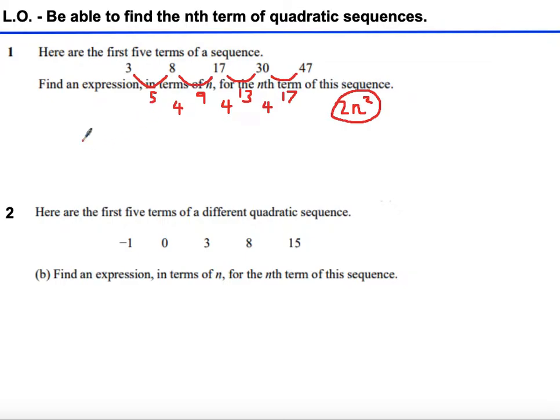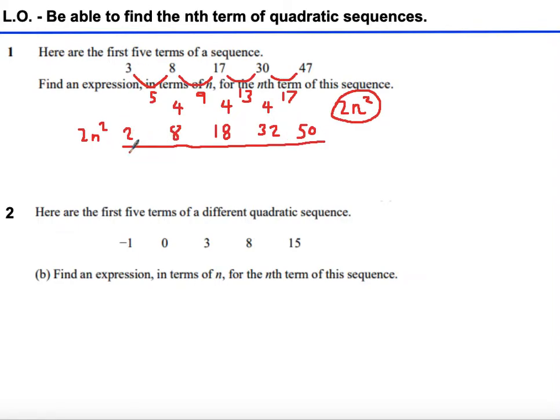And what we're going to do with this 2n squared is we're going to subtract 2n squared from our original sequence. The values for 2n squared are double the square numbers. So 1, 4, 9, 16, 25. Doubled will be 1 doubled is 2, 4 doubled is 8, 9 doubled is 18, 16 doubled is 32, and 25 doubled is 50. And we're going to subtract that from our original sequence to see what we're left with.